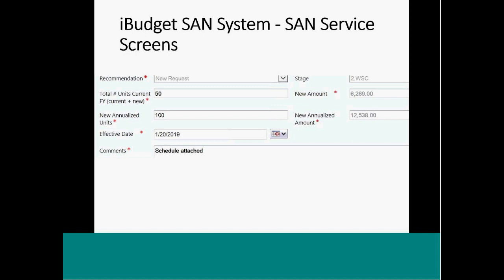So that would be the following fiscal year. And then the effective date would be the date that you would need that to start. Now, you know that we cannot retroactively approve a service unless there's some special health and safety need that the region approves and tells us to go ahead and approve it. So consider that when you're submitting this, try and submit these in advance of the need, try and be proactive so that the consumer will have the stuff that they need. But again, if you're ending the service, the new annualized units will be 0.